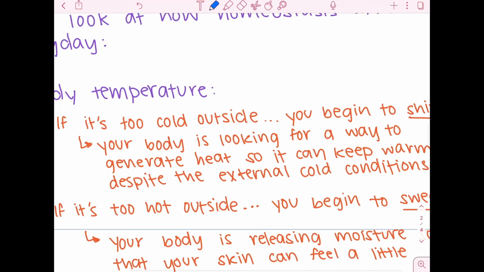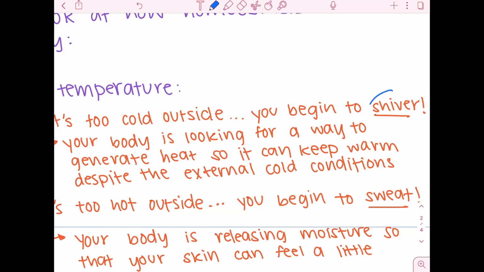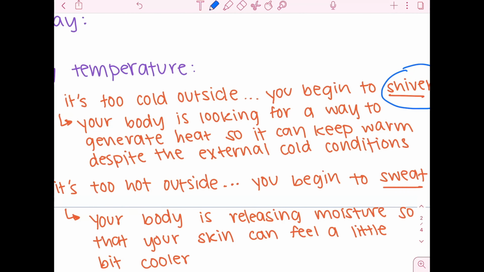If it's too cold outside, you begin to shiver. Now, shivering is a function that is incited by homeostasis because it is a positive feedback. Your body is looking for a way to generate heat so it can keep warm despite the external cold conditions. So your body is inciting this internal change so that you can keep warm while it is still very, very cold outside.